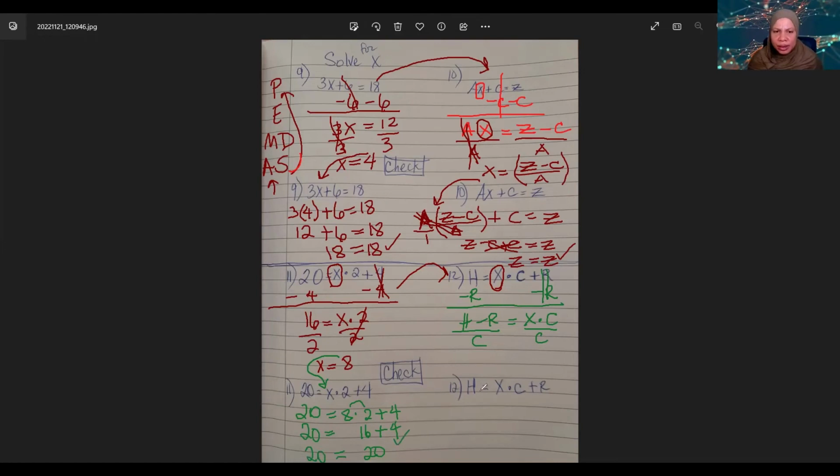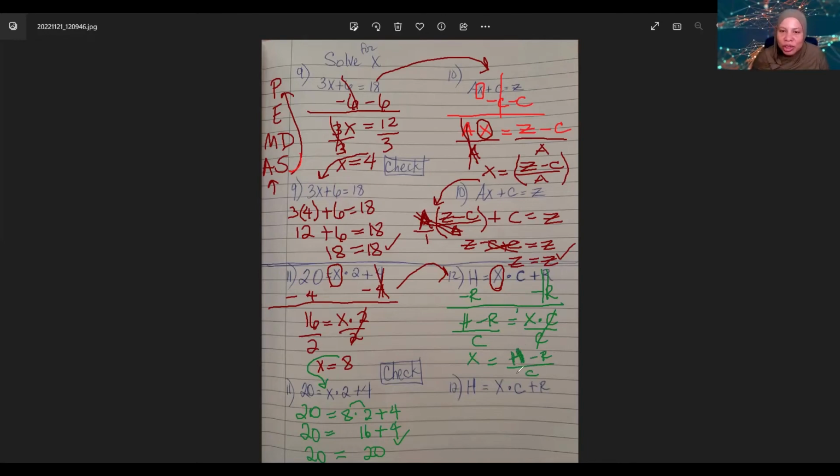Let's check. Now, over here, we're going to plug in. I didn't cancel out, sorry. So X is equal to H minus R over C. And like I said, if you want to make it look nice for the teacher, put the variable on the left and the answer on the right. We like it to look like that.